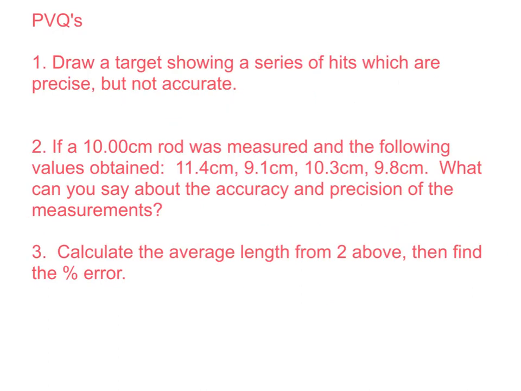All right, so for your post-video questions, we've got 3 questions based on the information. In the first one, we want you to draw yourself a target and show a series of hits on the target, maybe 4 or 5 hits, which are precise but not accurate. Okay, and then the second one, you can read it yourself and just comment on whether the group of measurements is accurate and whether it is precise compared to the accepted value. This would be your accepted value, 10.00 centimeters. And then the third one, we want you to calculate the average length from number 2 above and find the percent error.